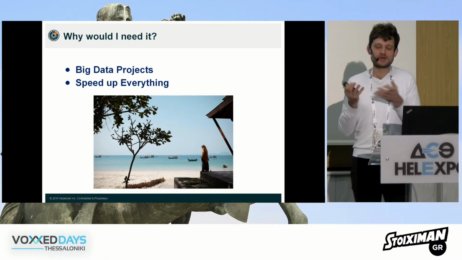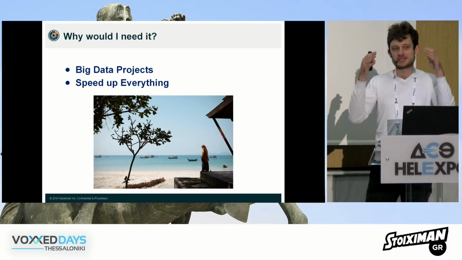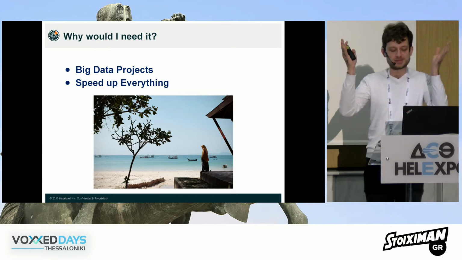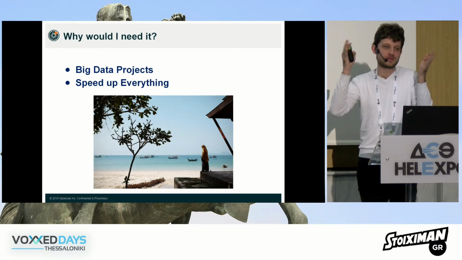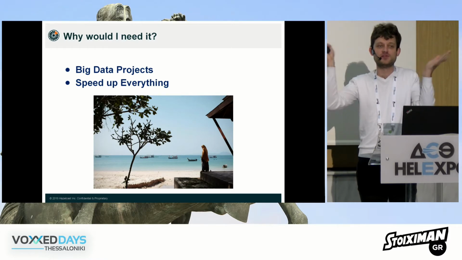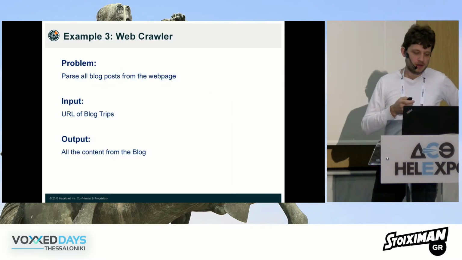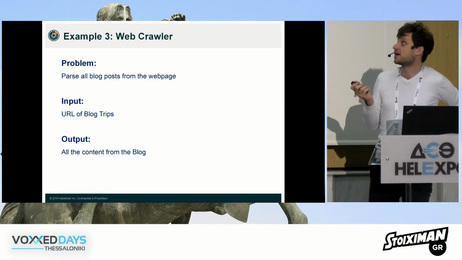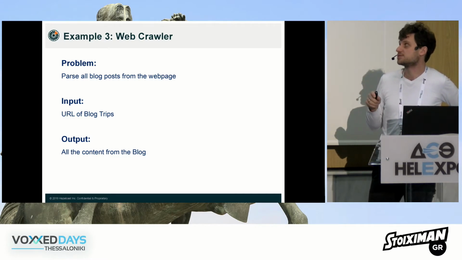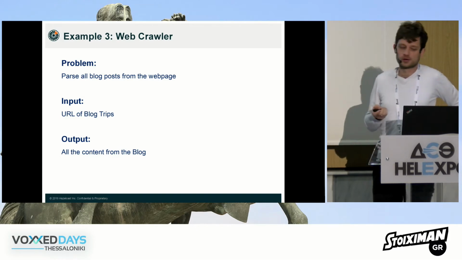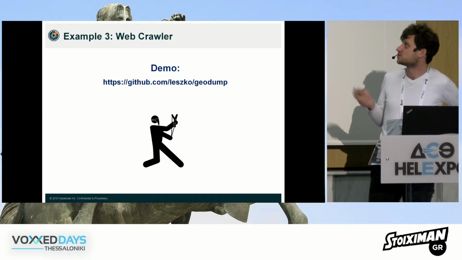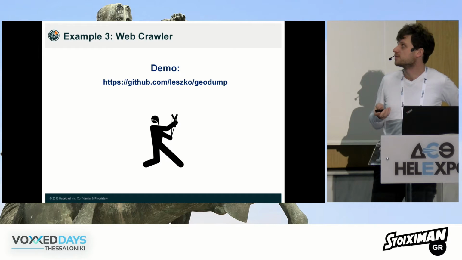So I thought, I'm working on this Hazelcast Jet. Why not set up a cluster on AWS and just set up 9 machines with different IPs, and they will form a cluster and I send my calculation there. And that's what I did, and that's the last example for this presentation. So the problem is to parse the posts from the web page. The input is the URLs for the trips, and the output is the content of the blog. I uploaded this to my GitHub so you can have a look at the code if you're interested.